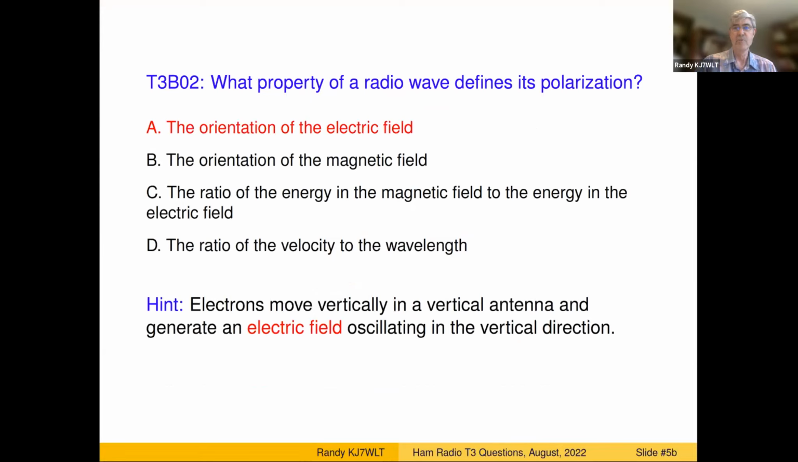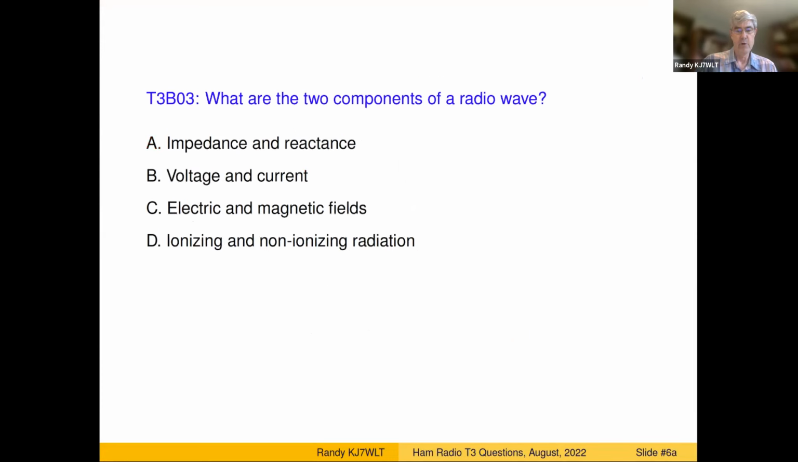That's easy to remember because it's the electrons moving in the antenna which generate the electric field. And we want the polarization to agree with the direction of the antenna. So a vertical antenna makes a vertically polarized wave. And the two components of a radio wave, since it's one form of the electromagnetic wave, are the electric and magnetic fields.